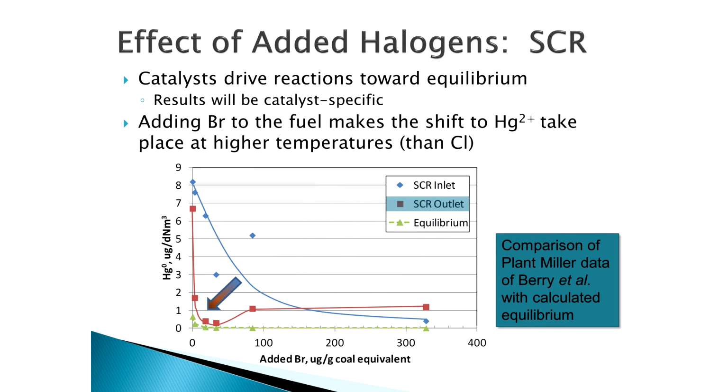This is another example of addition of bromine to the fuel with a boiler that has an SCR, and the speciation of mercury, in this case the concentration of elemental mercury in the flue gas, was measured at the inlet to the SCR and at the outlet to the SCR as a function of the amount of bromine that was added to the coal. So as we're adding bromine, we're driving down the amount of elemental mercury, both at the inlet and the outlet to the SCR, to produce more oxidized mercury.